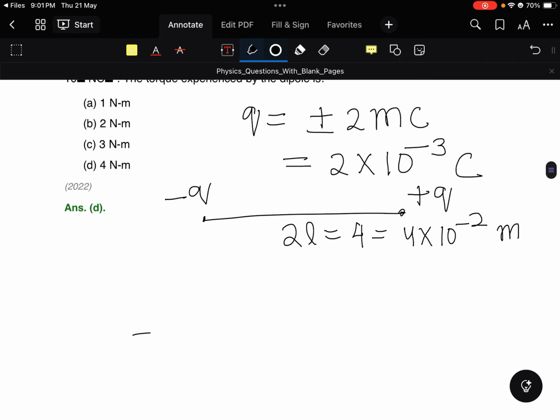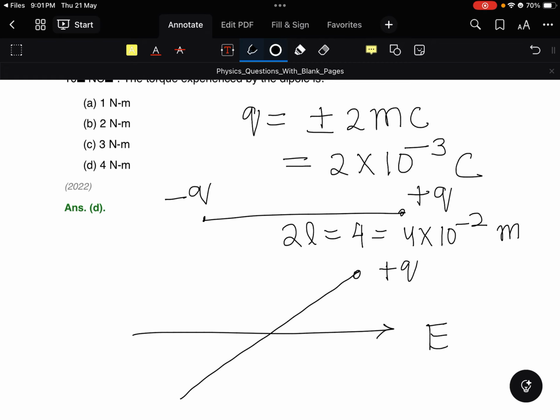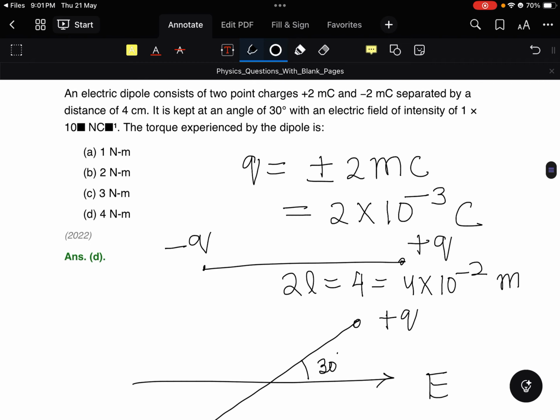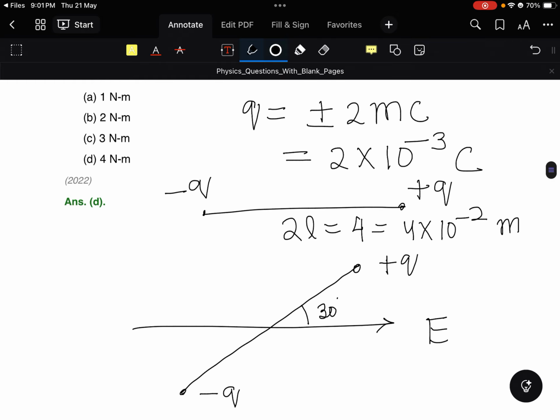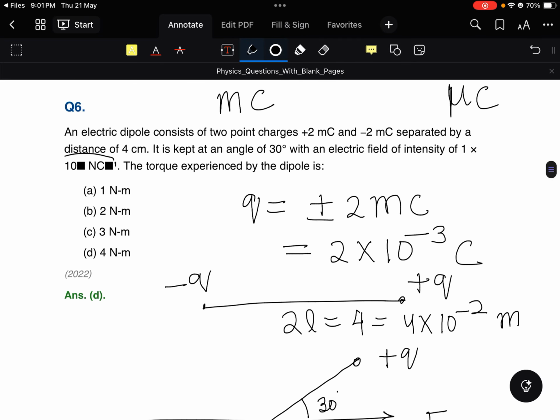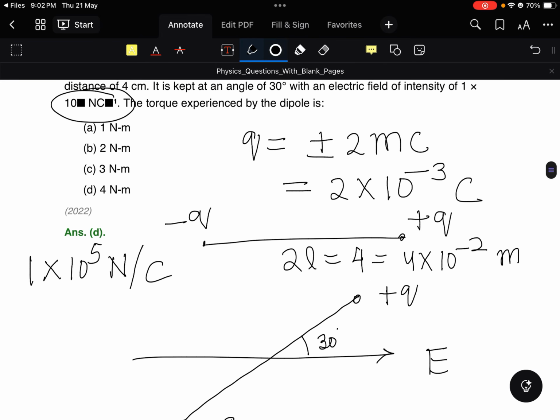Means this is the direction of electric field, and dipole is kept at an angle of, this is plus Q and this is the minus Q. This is kept at an angle of 30 degree. So you have to find the torque. And what is the electric field here? So here electric field is given 1 into 10 power 5. This is actually 1 into 10 power 5 Newton per coulomb. You have to find the torque.